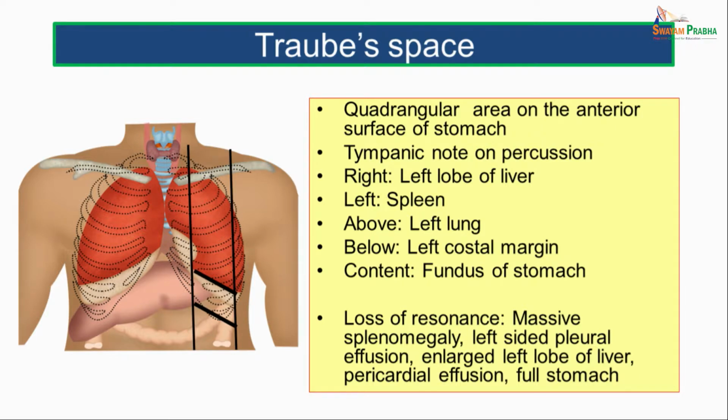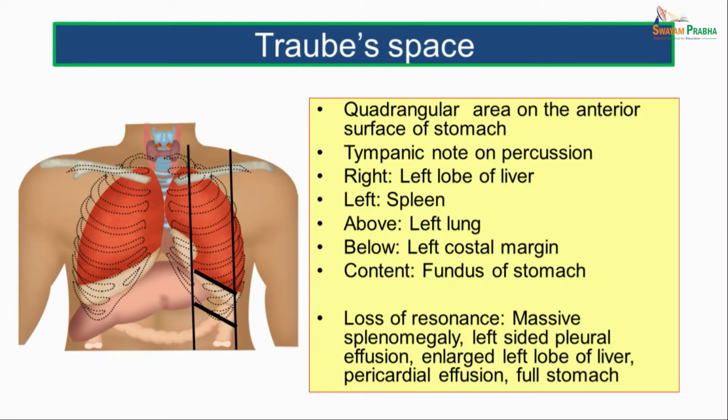There could be a loss of this resonance. In what all conditions do we see that? This loss of resonance occurs either due to a massive splenomegaly or a left-sided pleural effusion, an enlarged left lobe of liver, a pericardial effusion or a full stomach.